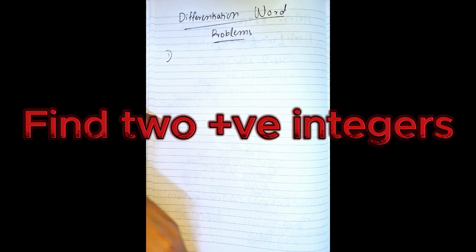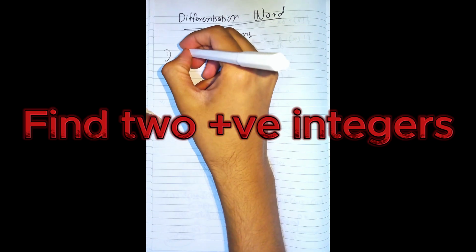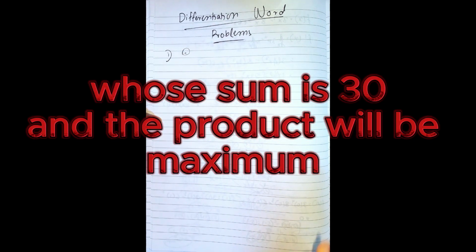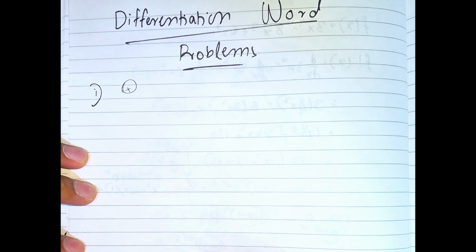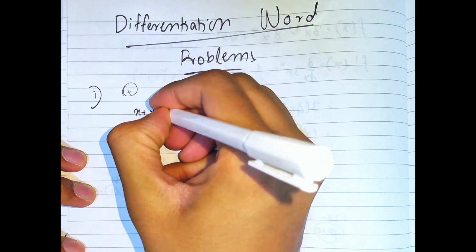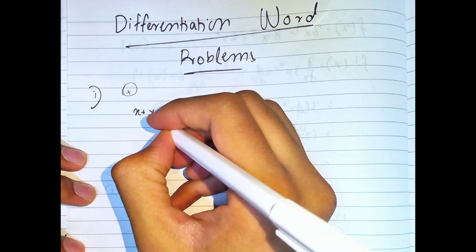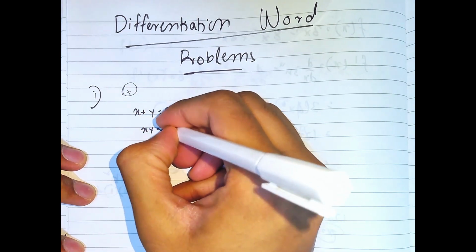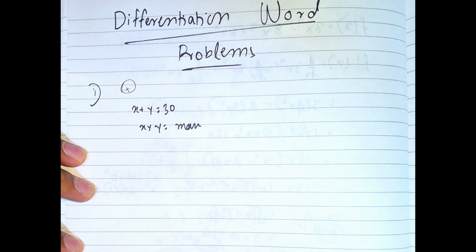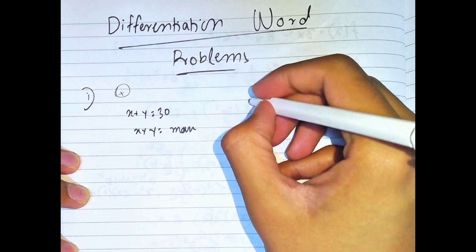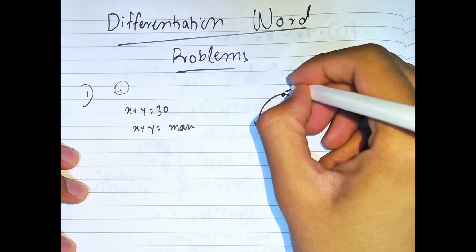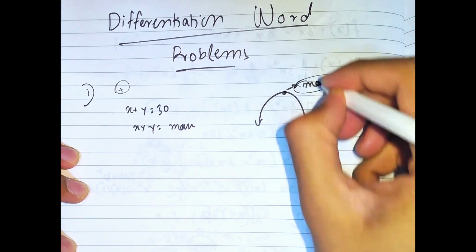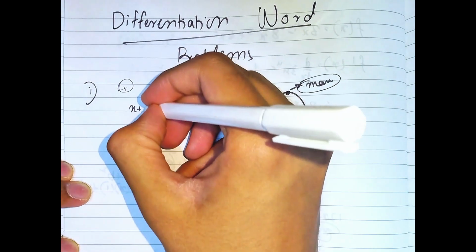Okay, so the first question says find two positive integers whose sum is 30 and their product will be maximum. First of all, the sum is 30, so x plus y will be 30, and their product should be maximum. And what is meant by maximum? It means that the graph will be concave down, and you will get the maximum value the function can achieve. First of all, we have to declare this y.